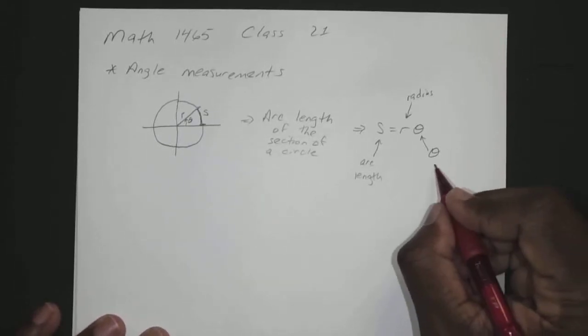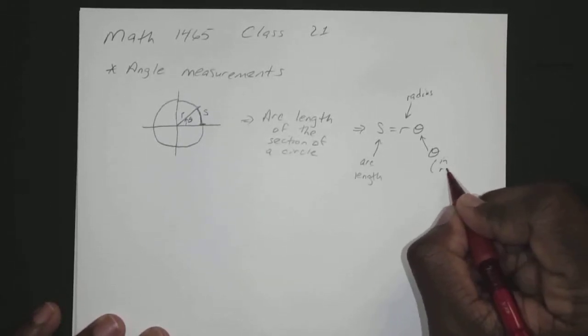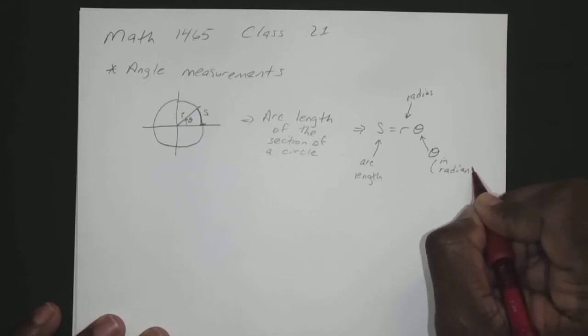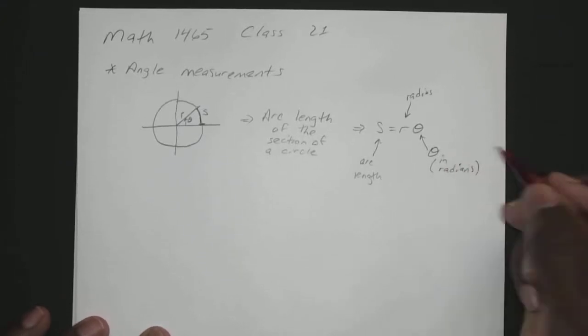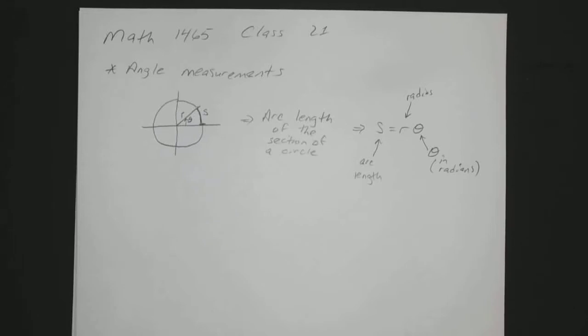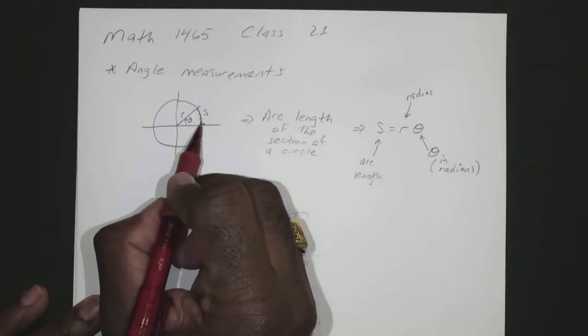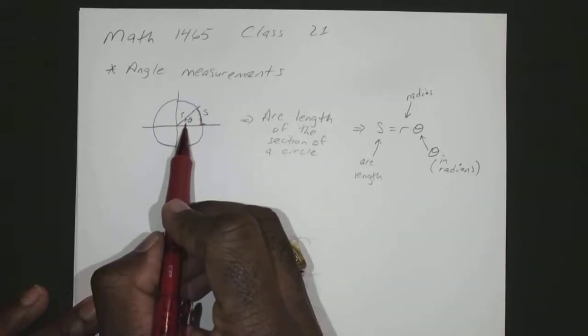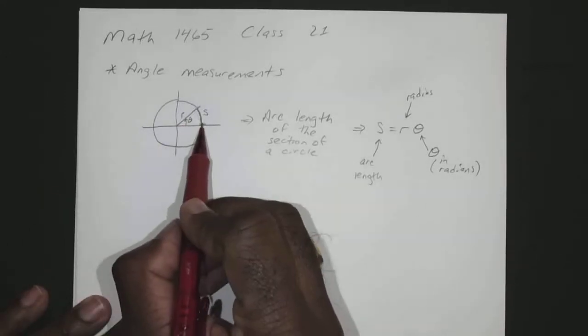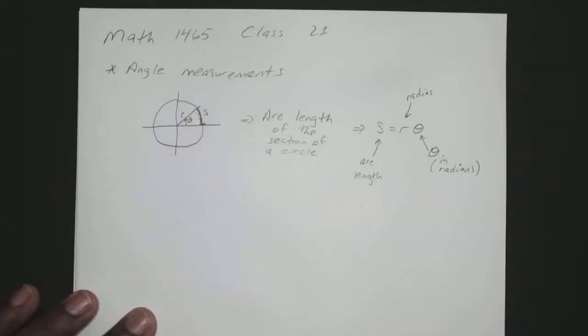In most cases, your theta would have to be in radians, because if you calculated with the theta in degrees, you'd get the wrong answer. It actually does have to be in radians, because you're measuring using s. So your theta here is just your degrees, but your radians actually measure from the outside.